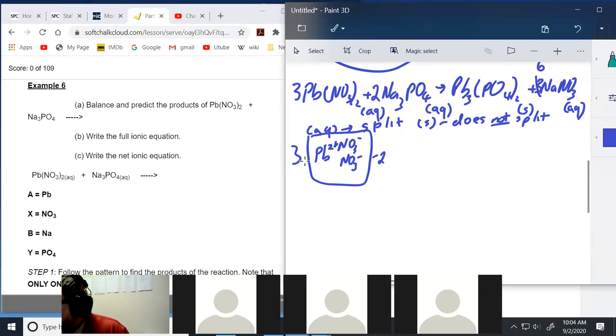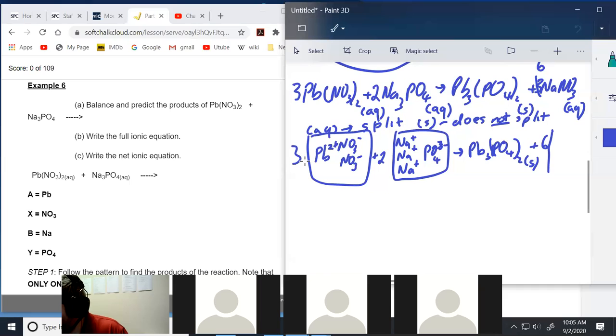So we've got 2 of the Na3PO4s. And again, you'll notice I'm splitting these up into ions, the same ions as I used at the very beginning of the problem. Now the Pb3(PO4)2, we agreed that was a solid, so I'm going to leave that as it is. It doesn't split into ions.